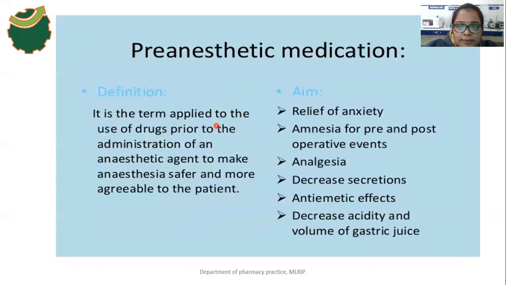And what is a pre-anesthetic medication? These are the drugs that can be used before the administration of the anesthetic agents. What is the purpose of giving them? To make the anesthesia safer and more agreeable to the patient. These medications relieve pain, decrease secretions, decrease vomiting and involuntary defecation, decrease the acidity and the volume of gastric juices, and relieve anxiety also.